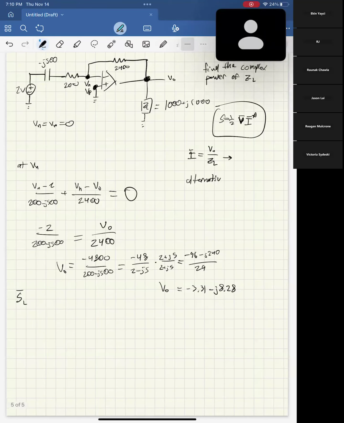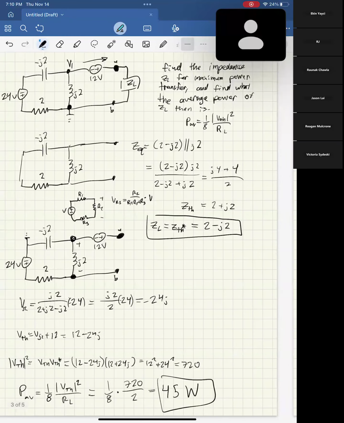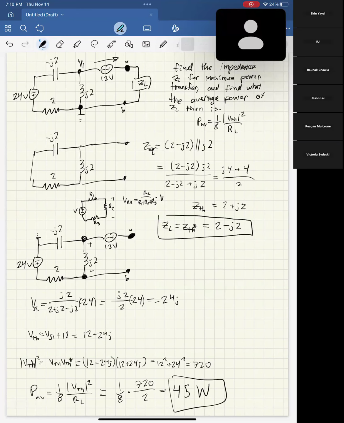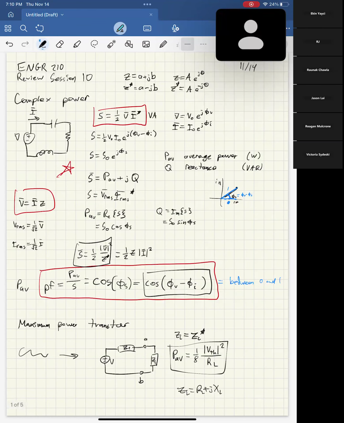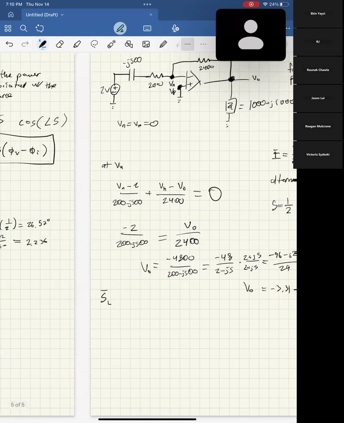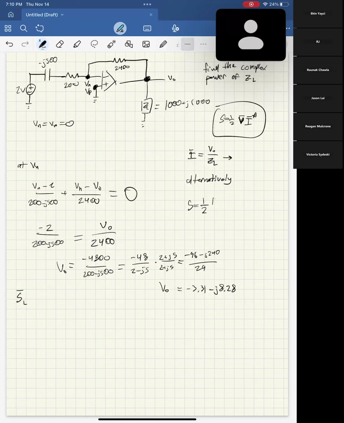Anyway, so going back to this, alternatively, S equals 1/2. This is the one we used on a previous page somewhere. I feel like we did. Maybe we didn't. Whatever. It's V squared over Z conjugate. So S equals 1/2 V squared over Z conjugate.